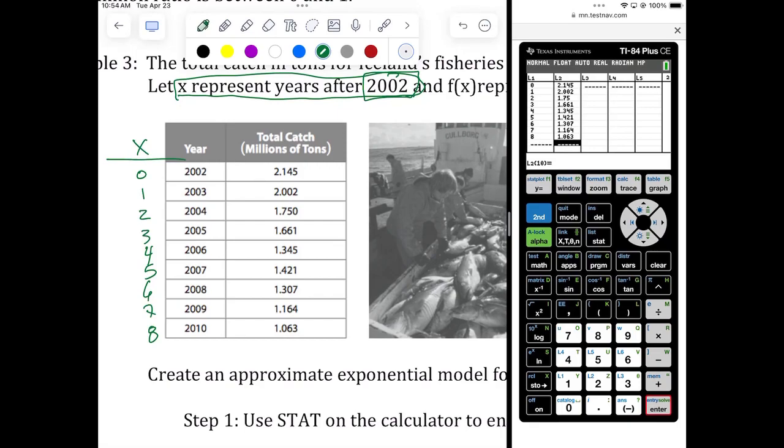Now, when you look here, you should double check, make sure you typed it in correctly. You can miss a decimal or something like that. You also can miss a number because you didn't hit enter. You should have ordered pairs all the way across. All right, now what I'm going to do is I'm going to go to y equals.